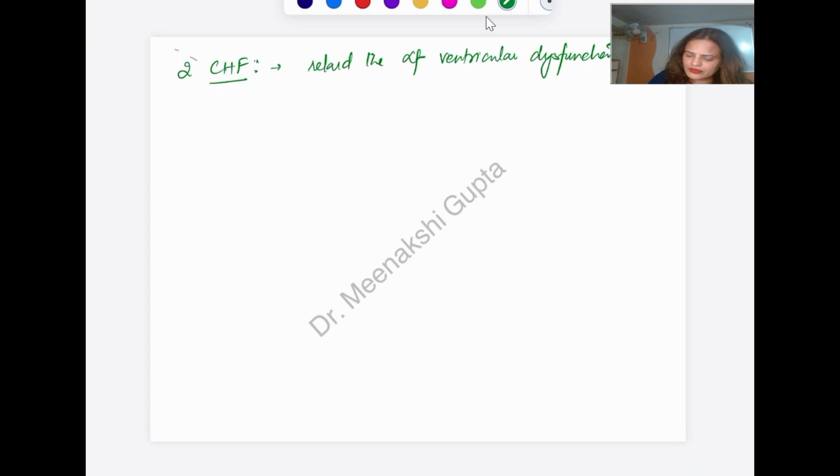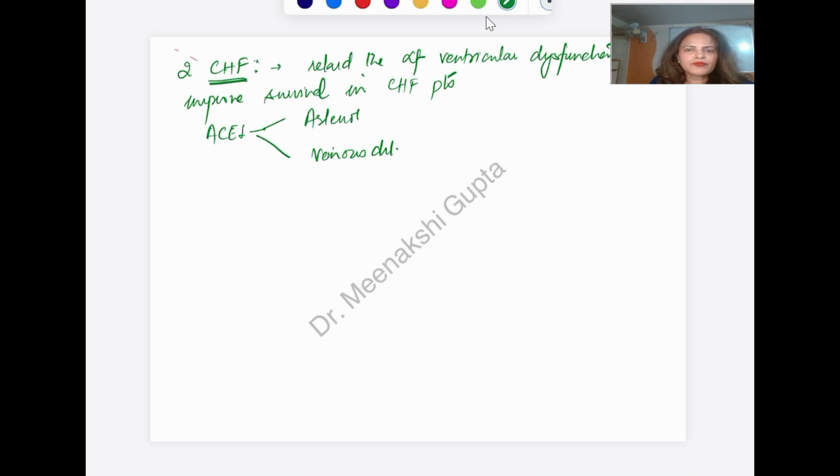Okay, and improve survival in all the grades of CHF patient, whatever grade is there in the CHF patient. Now how does it do this? If you are going to put the patient on ACE inhibitor or ARB, what does this ACE inhibitor do in a CHF patient? It is going to cause both arteriolar dilatation and venous dilatation.